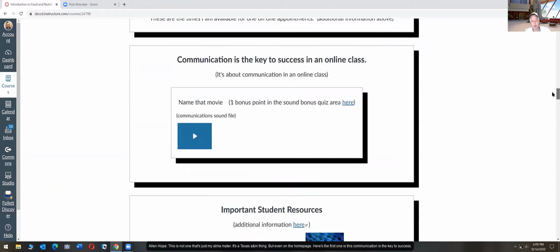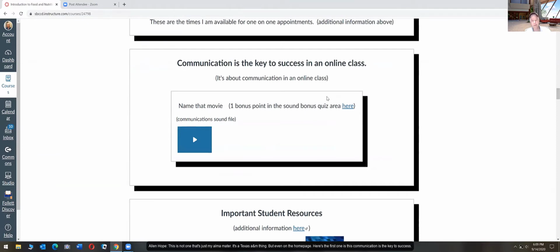This is not one. That's just my alma mater, the Texas A&M thing. But even on the home page, here's the first one. It says communication is the key to success. And this is just a little fun thing. It says name that movie, 1 point in the sound bonus quiz area here. You click here, it goes to the little quiz you take. But you don't want to do that yet until you hear the sound.